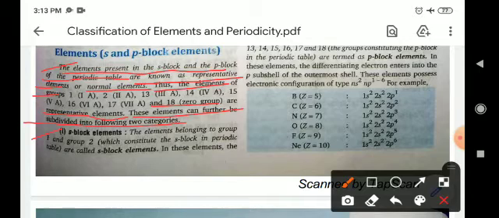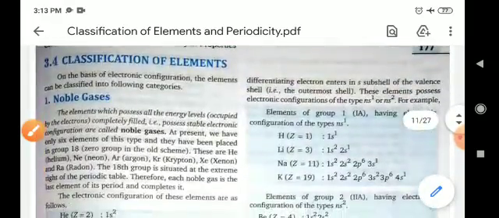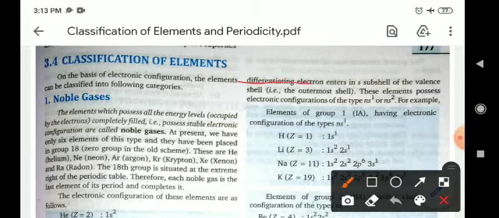Number 1 is S block elements. The elements belonging to group 1 and 2 which continue to the S in the periodic table are known as S block elements. In these elements, the differentiating electron enters into the S subshell of the valence shell. That's why they are known as S block elements. And these elements possess electronic configuration of ns1 or ns2.